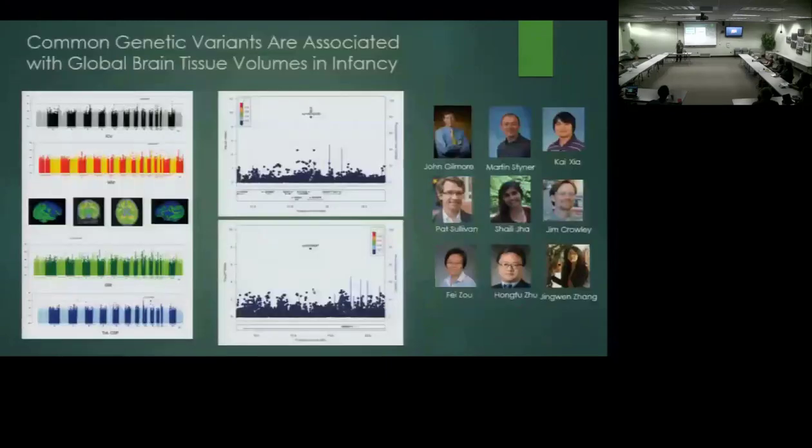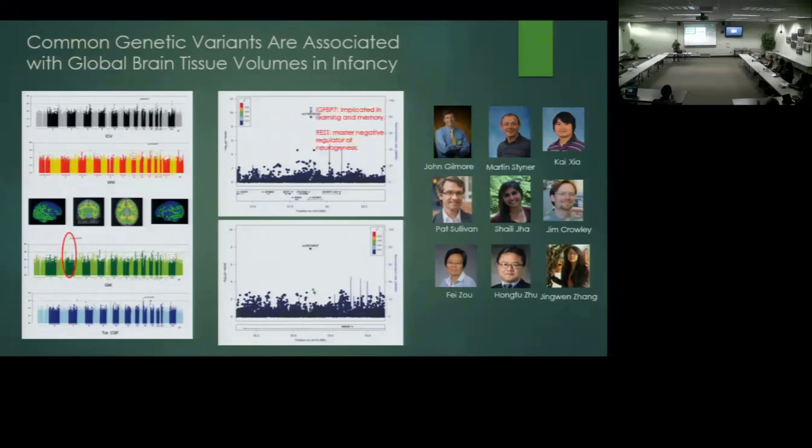Now, despite the relatively small sample size, this is really a proof of concept study, we were excited to see that, in fact, there was evidence that common genetic variation influenced global brain volumes. And in particular, we found a genome-wide significant locus for global gray matter volumes. And you can see the locus plot on the top of the middle column here.